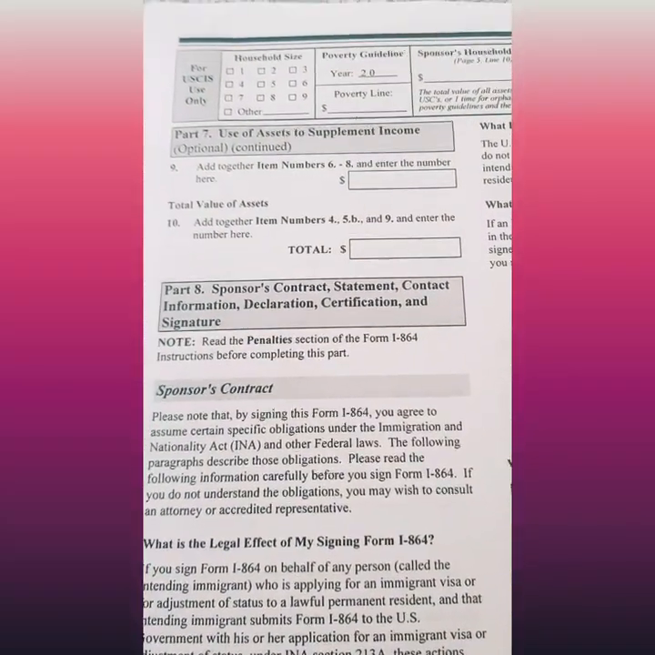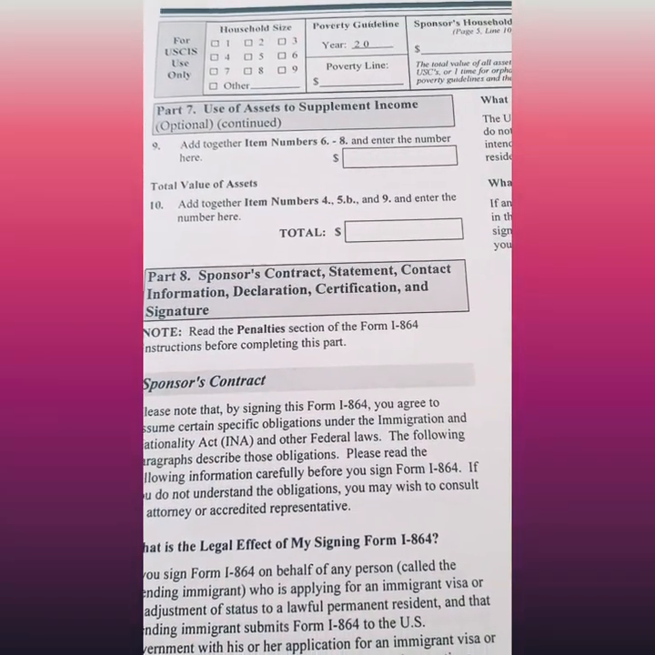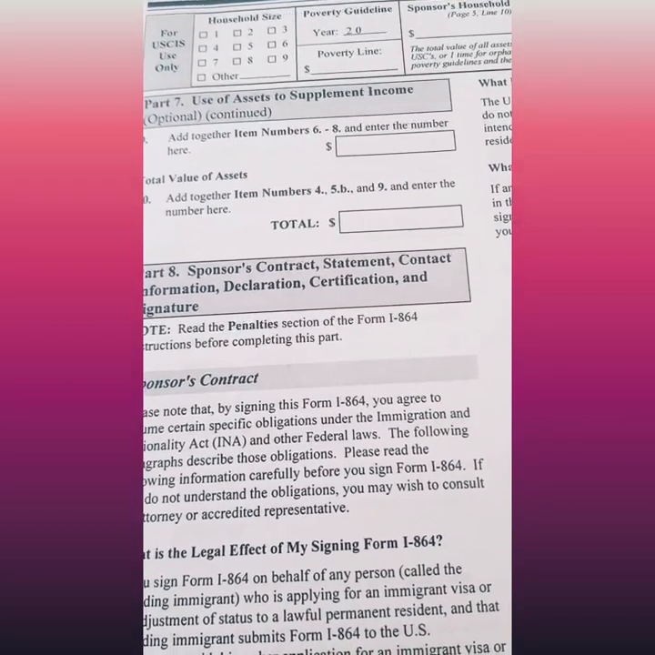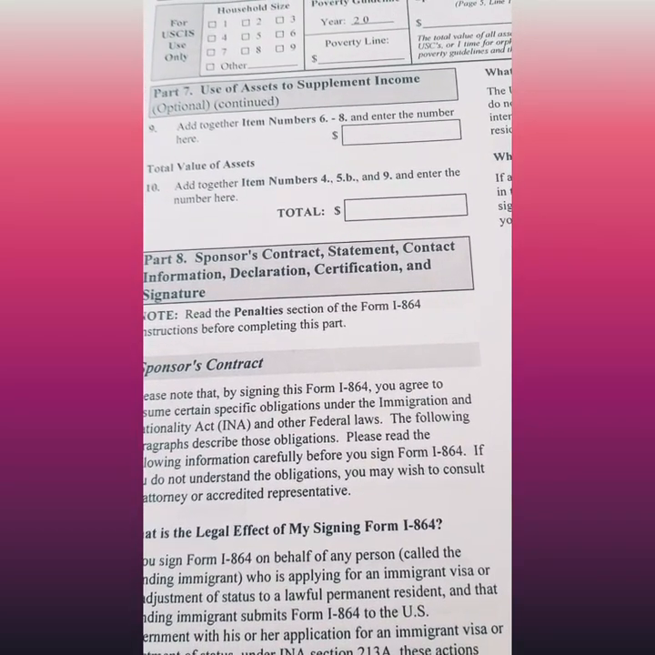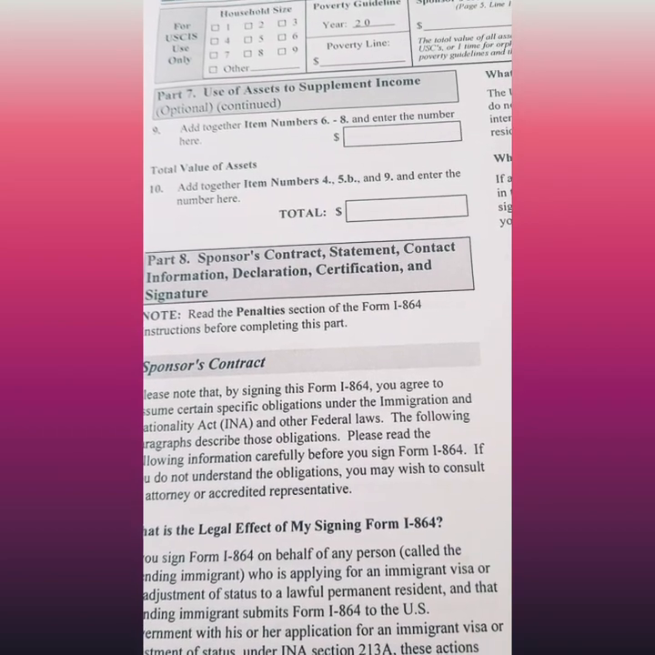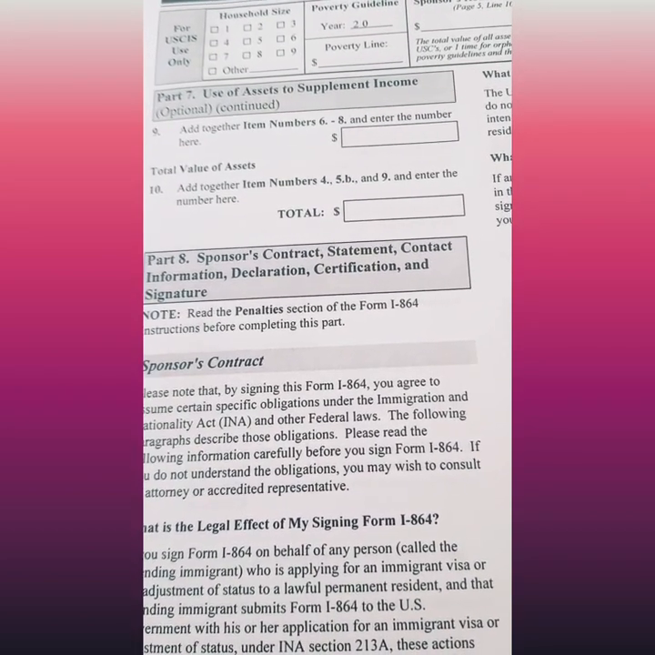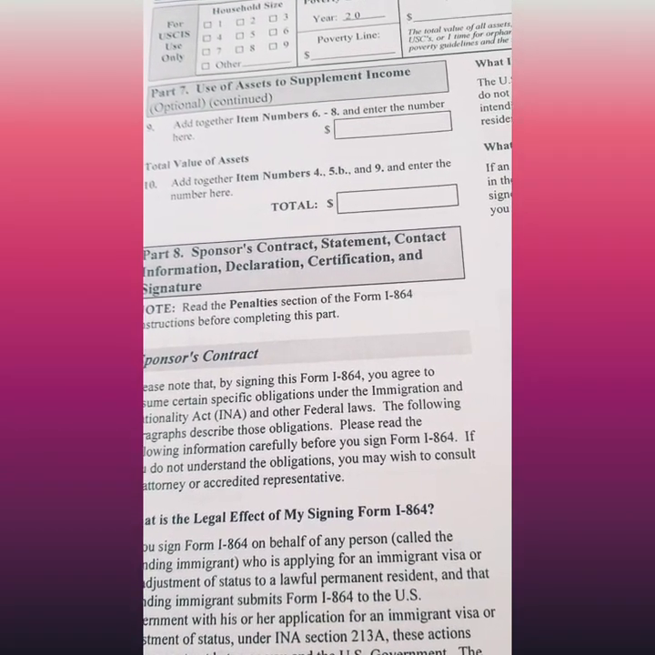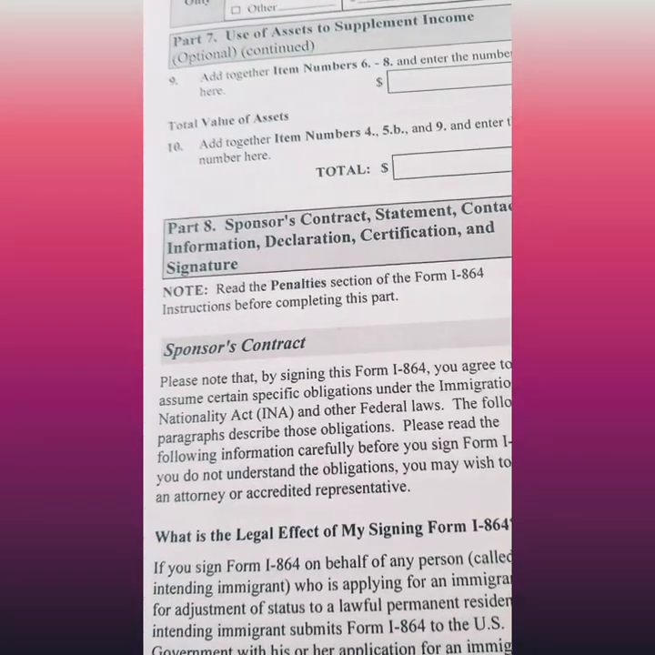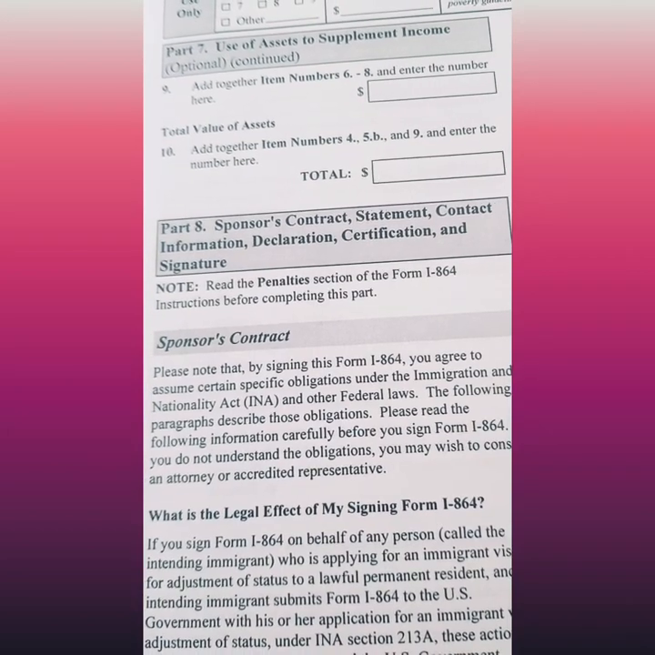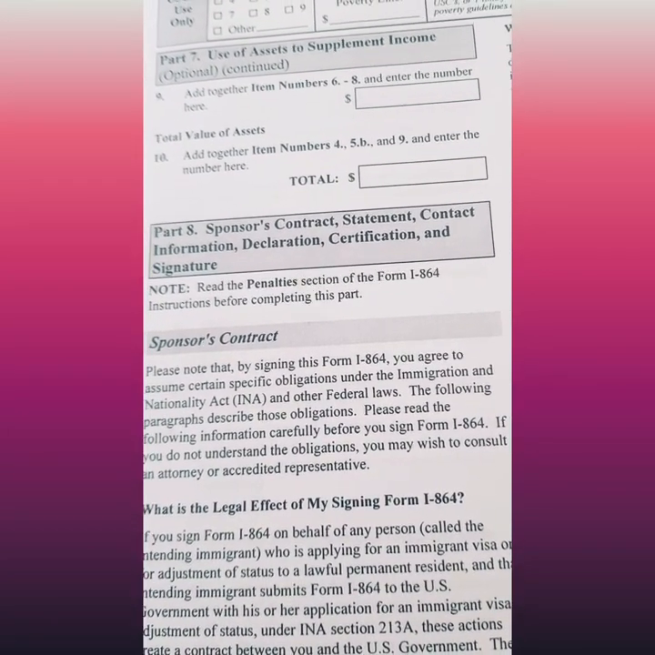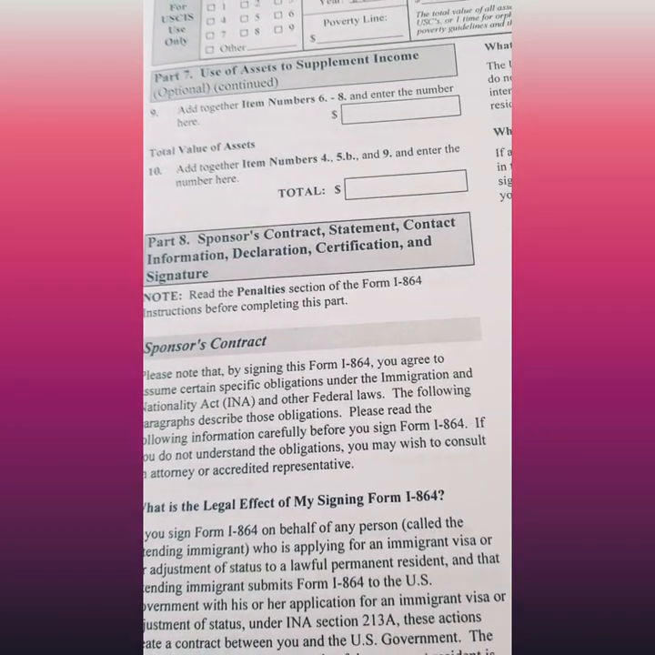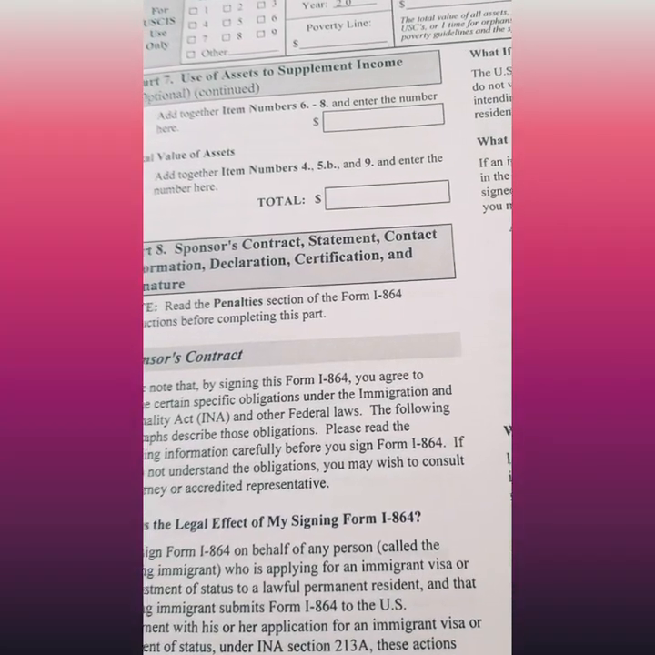The next one is still the continuation, Part 7 of supplement income. It says add together number 6 to 8 and enter the number here. So, if you use any asset to supplement the income, you have to add from number 6 to number 8 and enter the number here. Then total value of assets, that's number 10. Add together number 4, 5B, and 9. Enter the total number there.